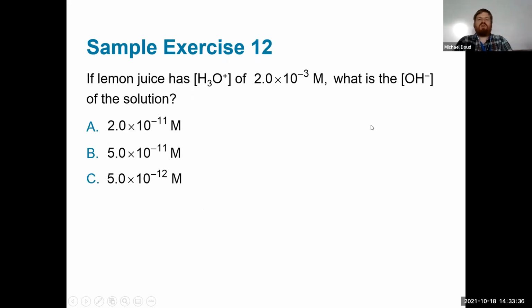Okay, let's go ahead and give it a shot here. If lemon juice has a hydronium ion concentration of 2.0 times 10 to the negative 13th molar, what is the hydroxide ion concentration of that solution? Go ahead, pause the video here, come up with your answer, and then we'll look at the answer when we come back. So go ahead, pause.